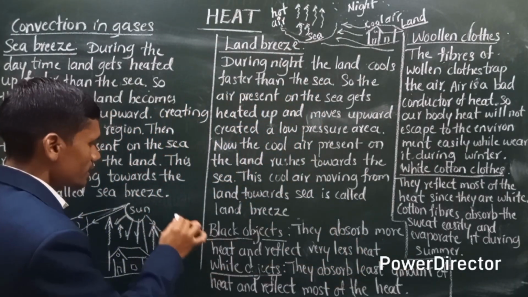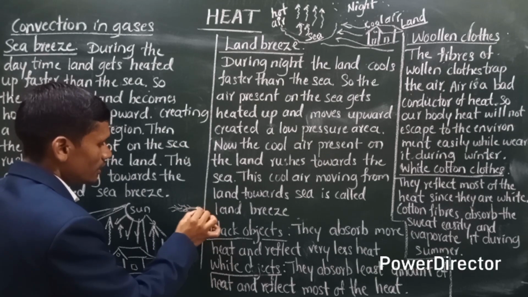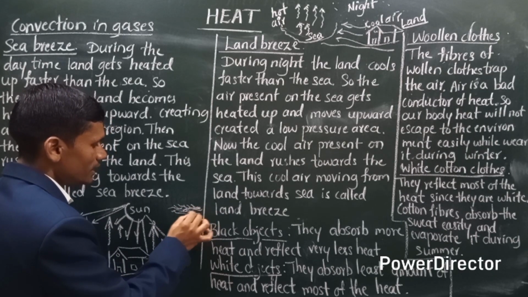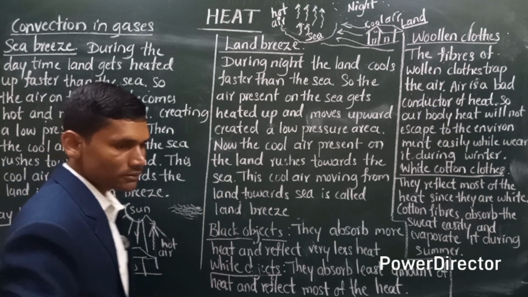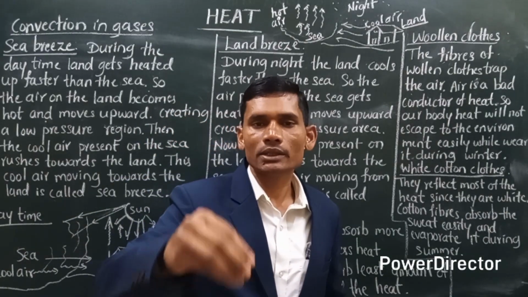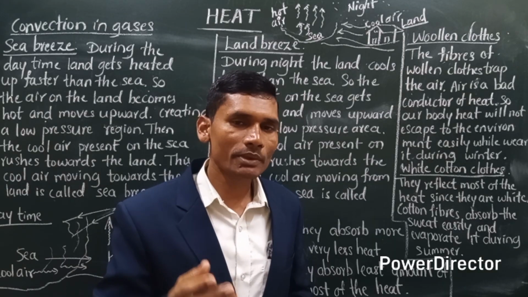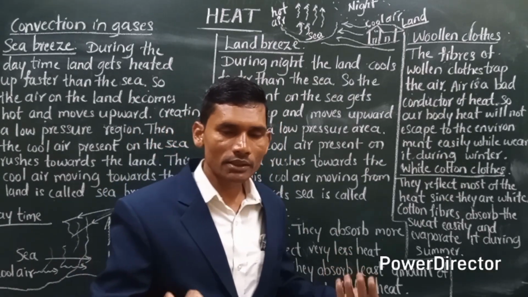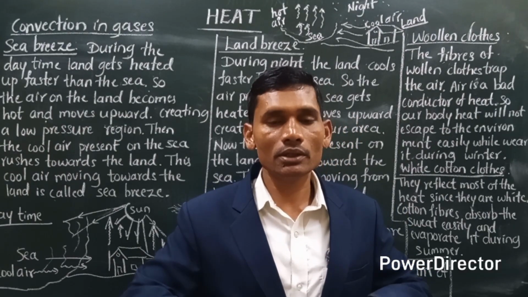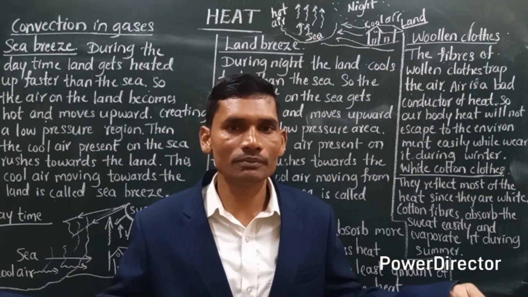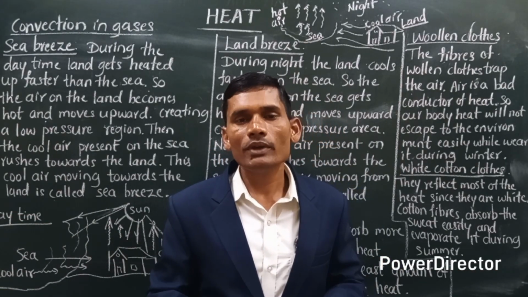Woolen cloths have fibers, right? Between these fibers air is trapped. You know that air is a bad conductor of heat. It will not allow the heat to pass through it, right? So what happens then? When we are wearing that, the heat present in the body remains in the body. It is not going to the environment outside. So because of that, since the heat of the body is protected within the body, we do not feel any cold.